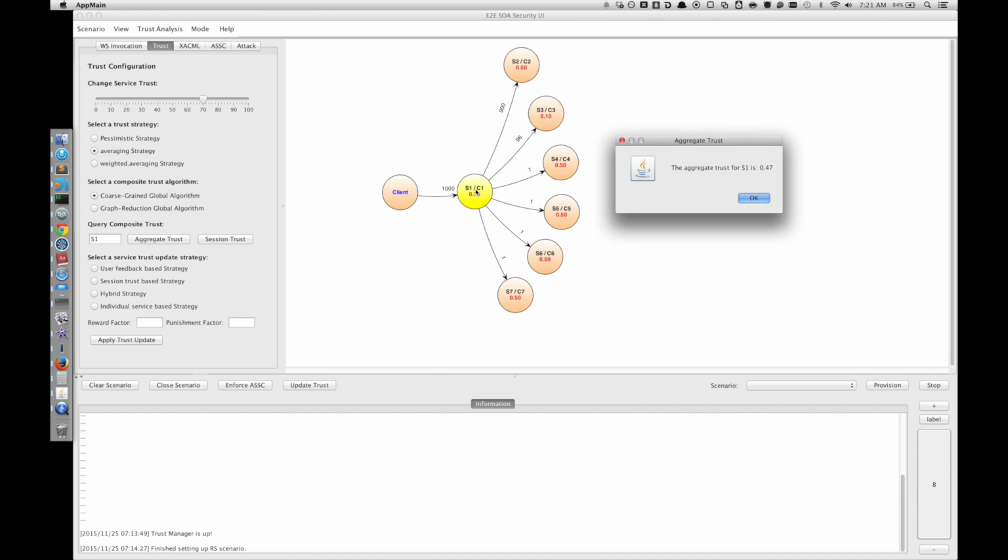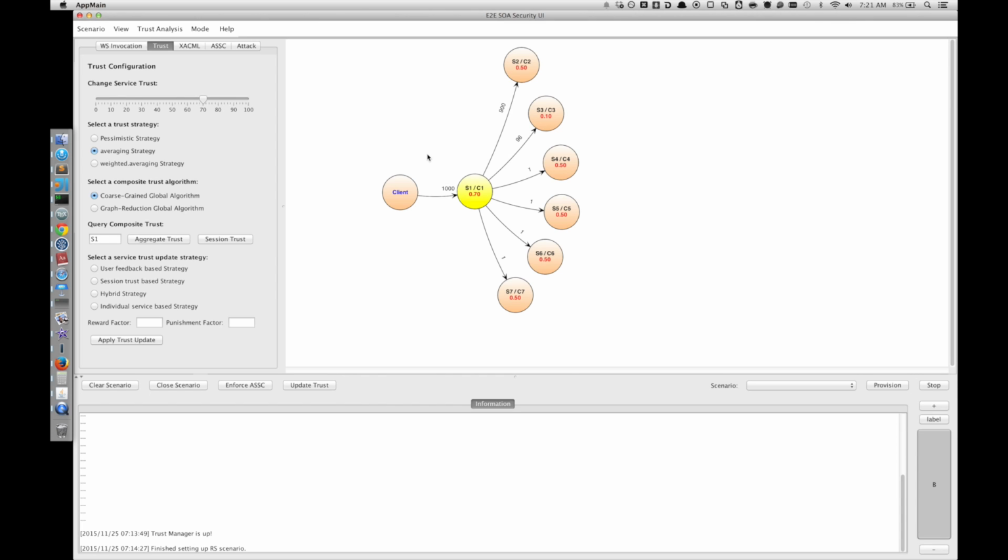But one of the main restrictions of this approach is that it doesn't consider how services have interacted previously. For example, S1 has called S2 900 times in the previous history during its lifetime, and S1 has called S7 just once. But the averaging strategy just considers both of them as equal services, and each of these services will have similar weight in the calculation of the aggregate trust.